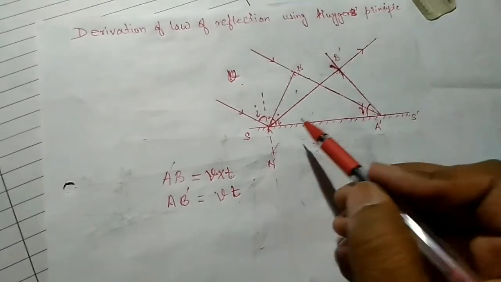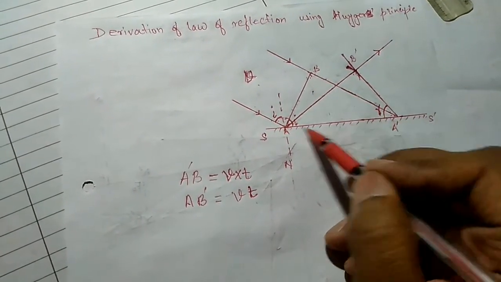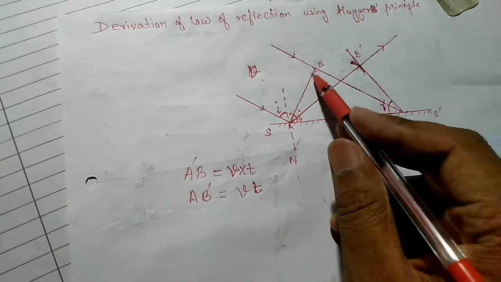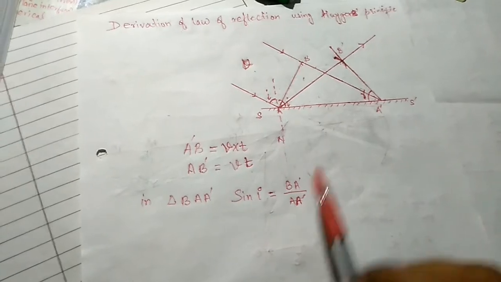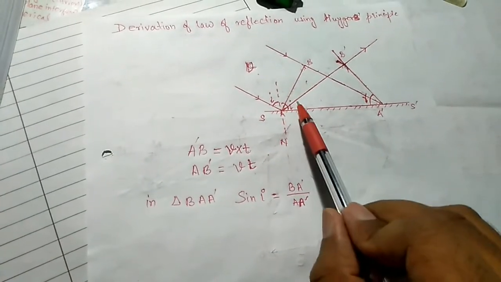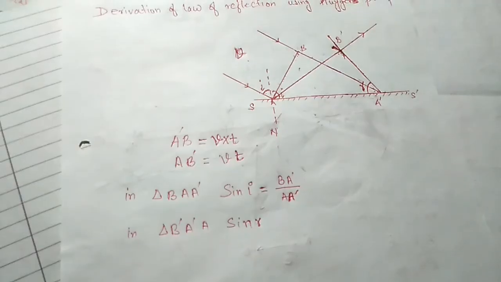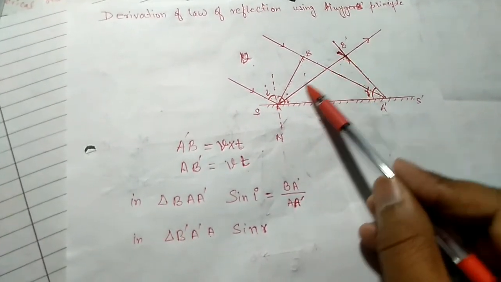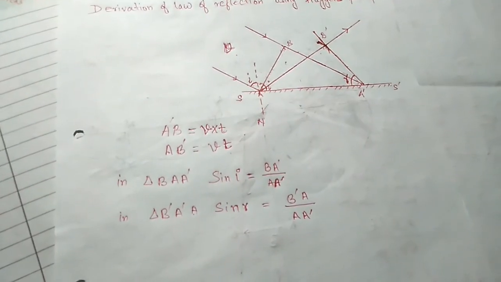Now let's see in this diagram, in the triangle BAA dash, use sine I. This is 90, which means this is the hypotenuse. So sine I is equal to perpendicular upon hypotenuse, that is BA dash upon AA dash in this triangle BAA dash. Now in this triangle B dash A dash A, sine R is perpendicular upon hypotenuse, B dash A upon AA dash. See this one.